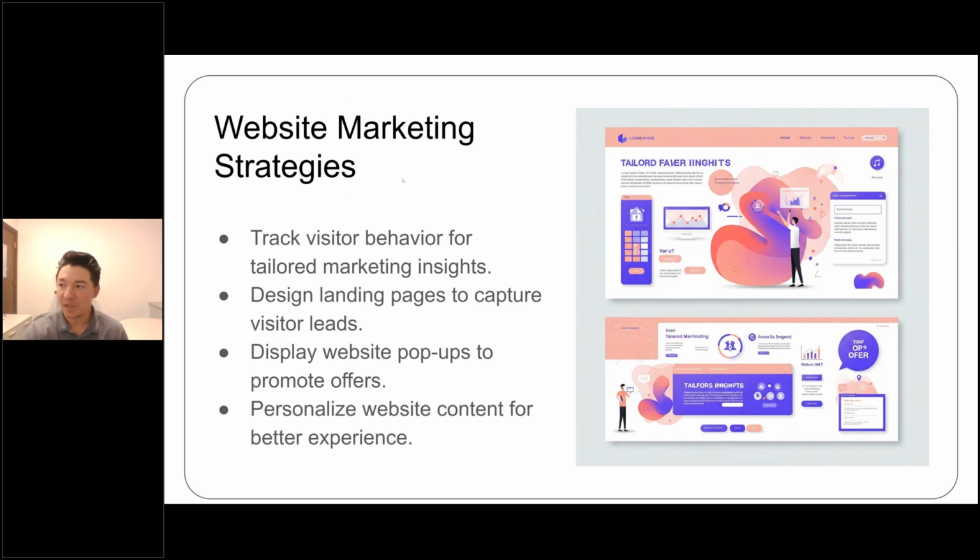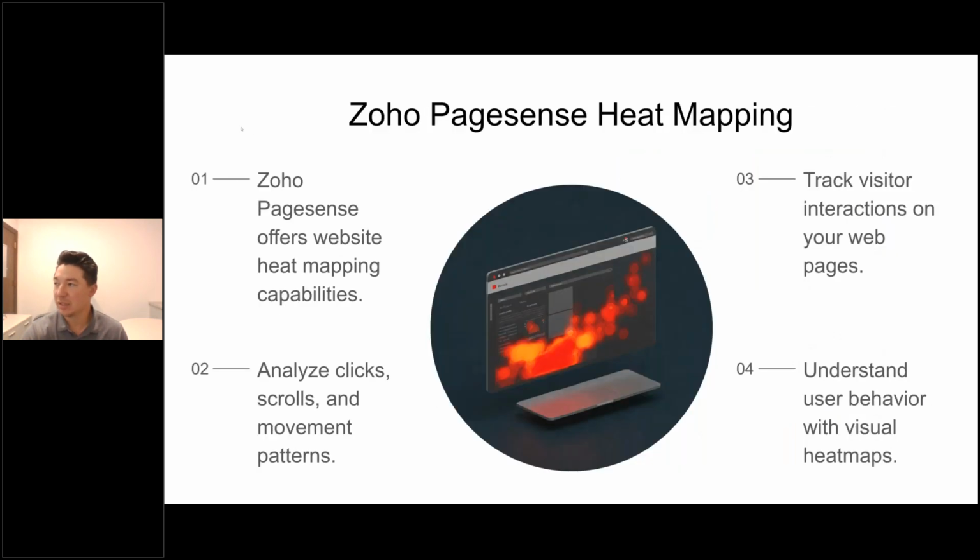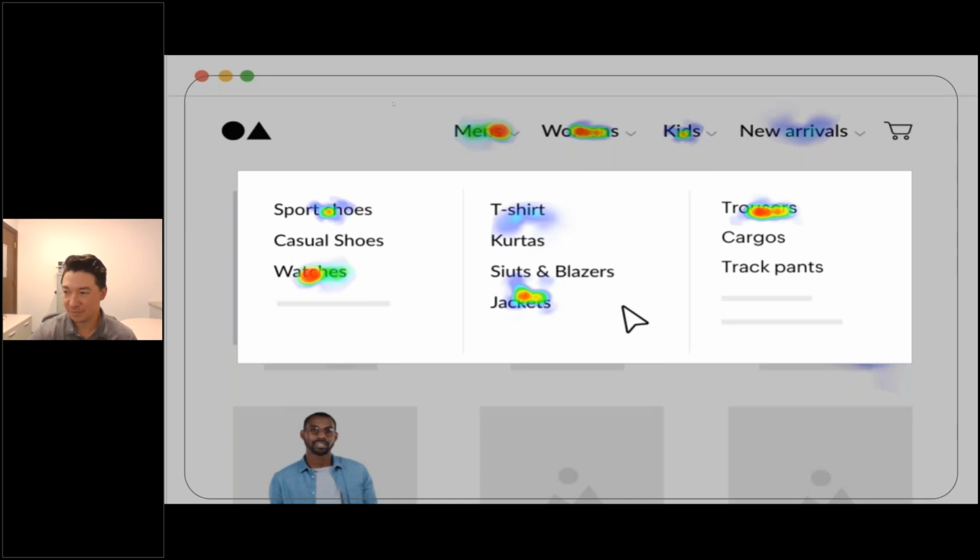So this next slide here is pretty much what I was talking about with using PageSense. It offers heat mapping capabilities. You can analyze clicks, scrolling behavior, and movement patterns of the mouse, track their interactions with your website, and then from there you can push that into analytics or any sort of report to see what's happening. This is just an example of what the heat maps look like. You can see the reds are where they hover their mouse over more, or where they're clicking more.